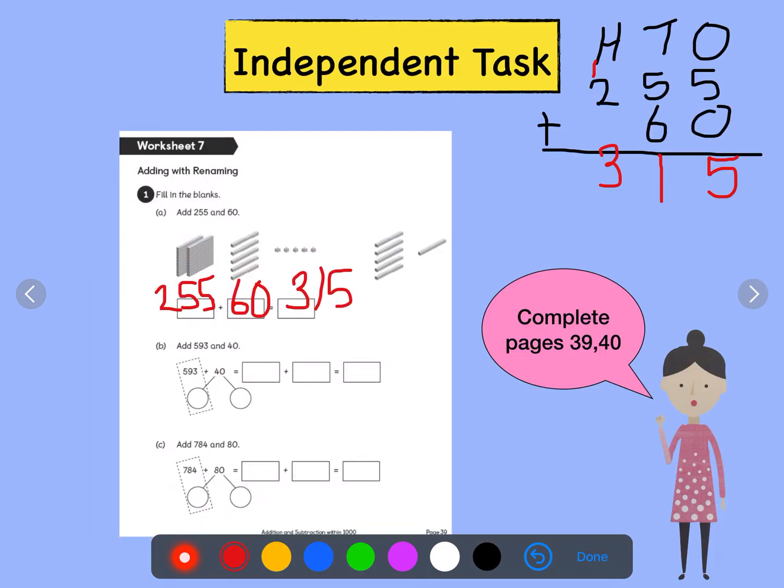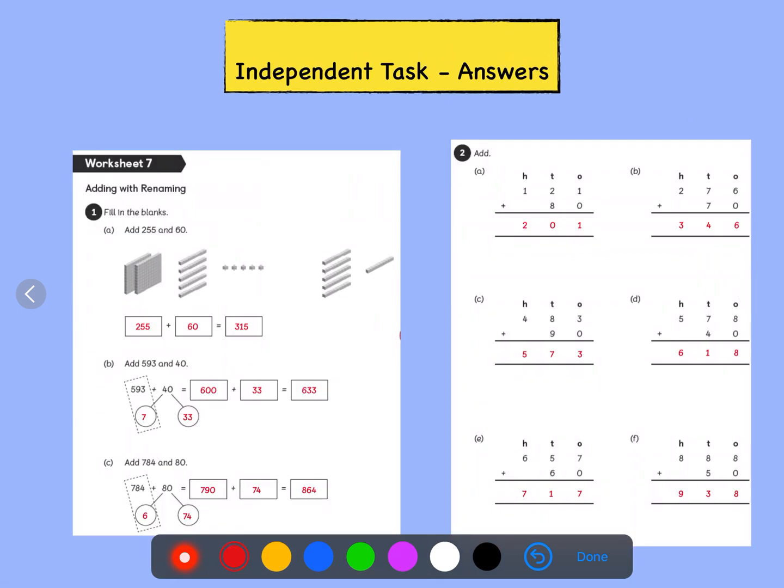So remember, 593, well, that's close to 600. So 593 to 600, let's count on. 593, 594, 595, 596, 597, 598, 599, 600. So this would be 7. And then remember, for this number, we do 40, take away 7. Well, what's 40 take away 7? Well done, 33.